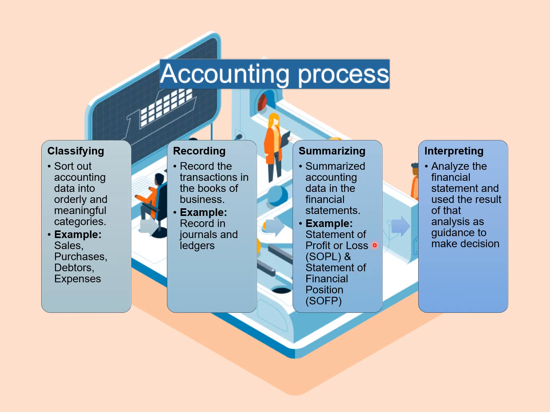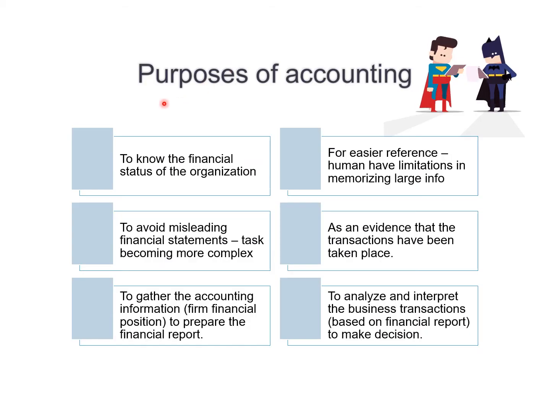And the last one, untuk accounting dia akan involve interpreting, which is analyze the financial statement and use the result of the analysis to help in making decision. So kalau accounting dia akan cover daripada classify sampailah interpreting. Next, kita nak tengok on the purpose of accounting. Kenapa kita kena buat accounting? So, tujuan yang utama adalah untuk kita tahu the financial status of the organisation. Okay, company tu untung ke rugi? Okay, asset dia bertambah ke berkurang? So that. And then kita nak avoid misleading financial statements as the task becoming more complex.